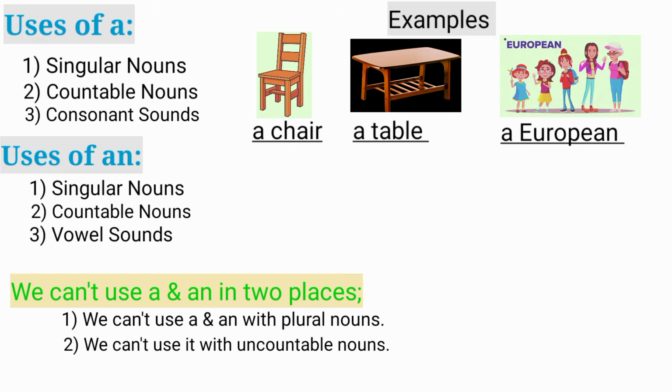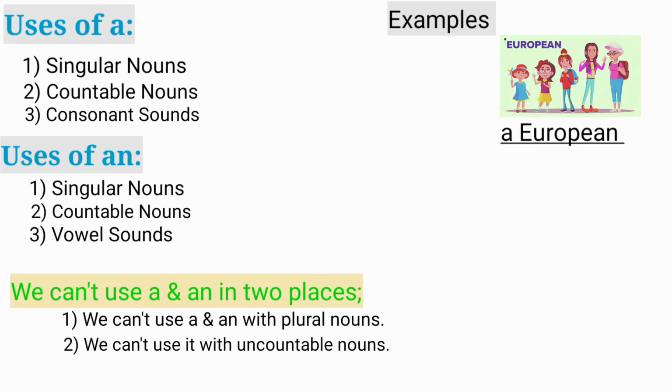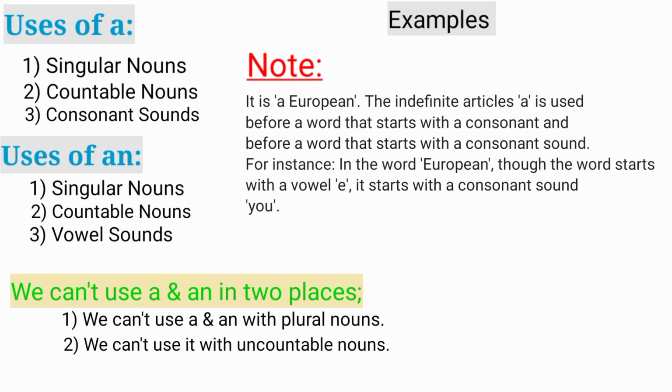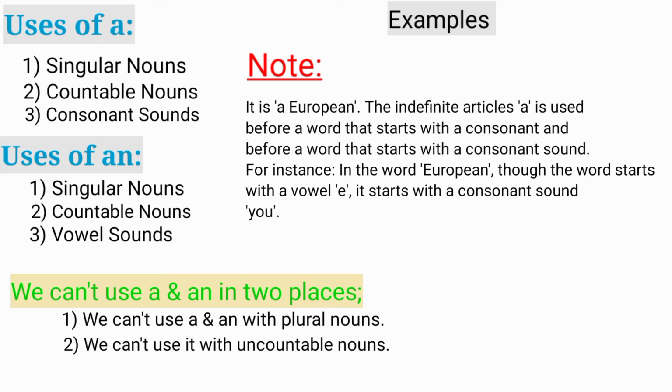Now you will think, why did I not put An with European, while it starts with E, the vowel letter? But as we mentioned, we put An with those words which sound like a vowel at the beginning. We do not put An with those words which start with vowel letters, rather which sound like vowels. And the word European at the beginning sounds like "you". So that's why we put A with European.